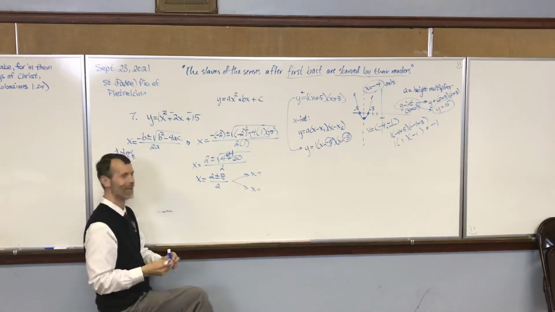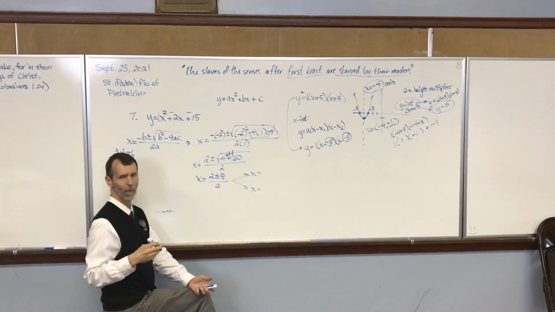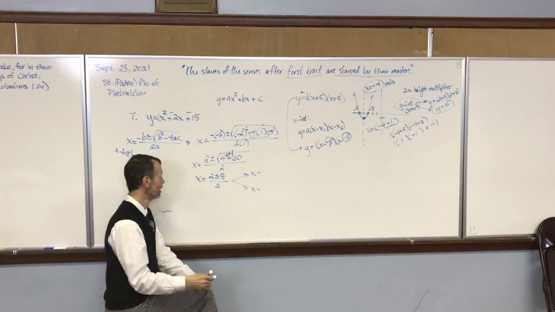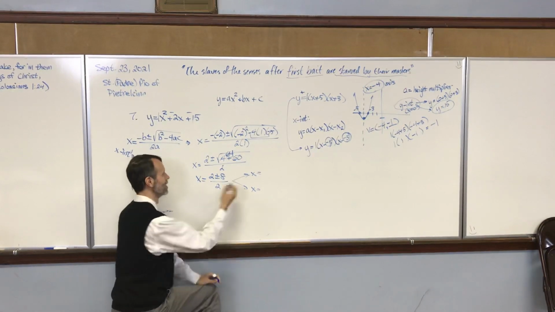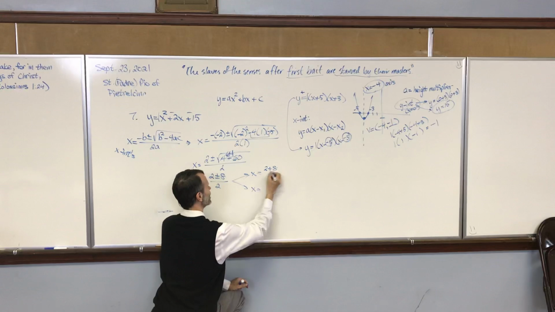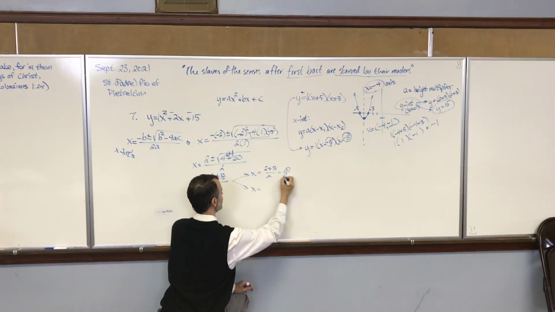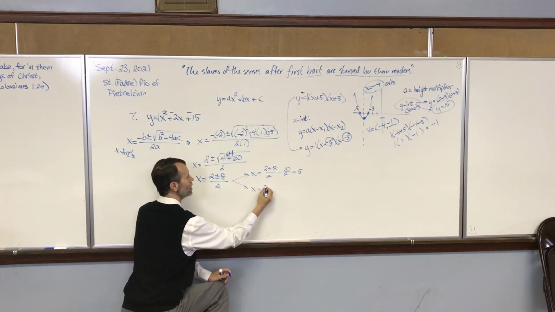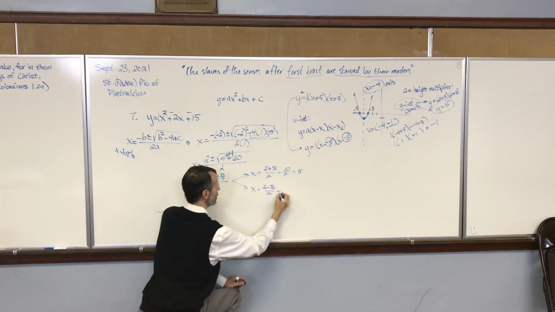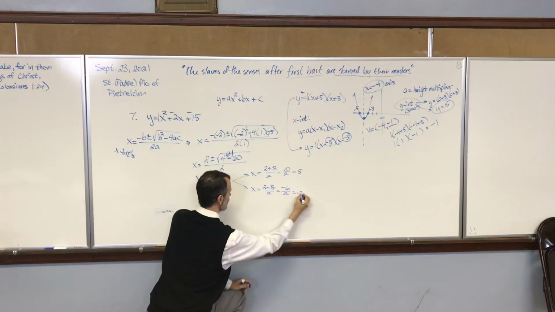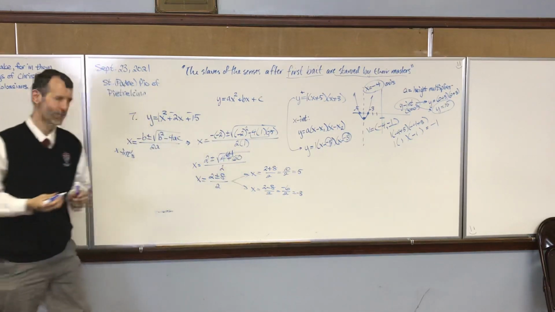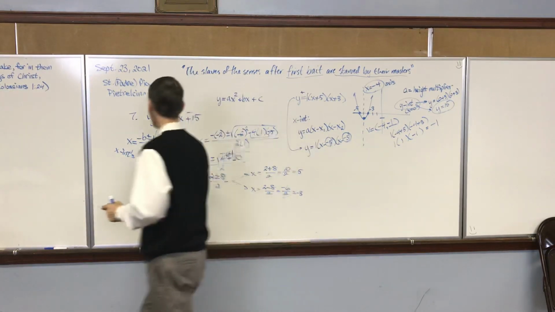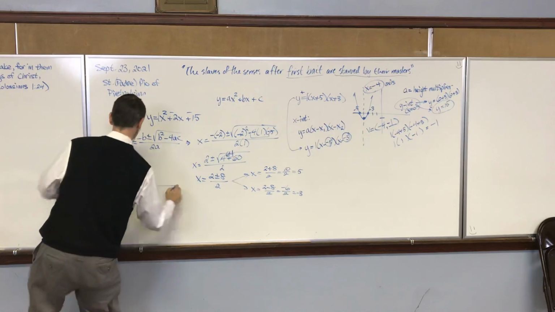How do you do the first one? What's the first answer that cranks out of this thing? How do you get that? 2 plus 8 over 2, which is 10 over 2, which is 5. What's the other one? 2 minus 8 over 2, which is negative 6 over 2, which is negative 3. So you just found your 2 roots, positive 5, negative 3. We needed those anyway. They were going to ask us for it.